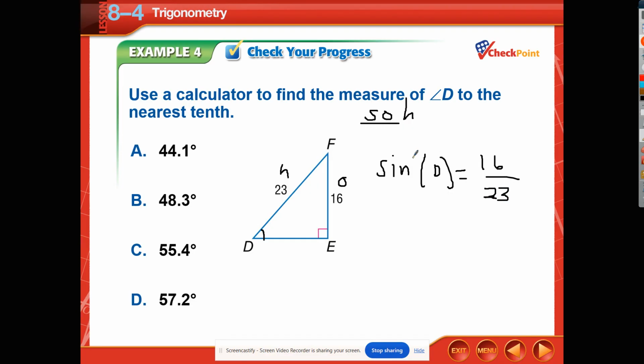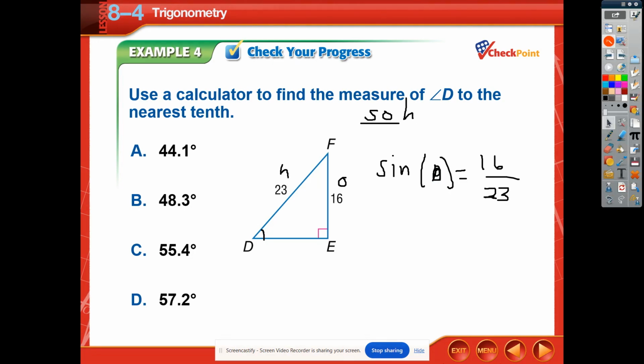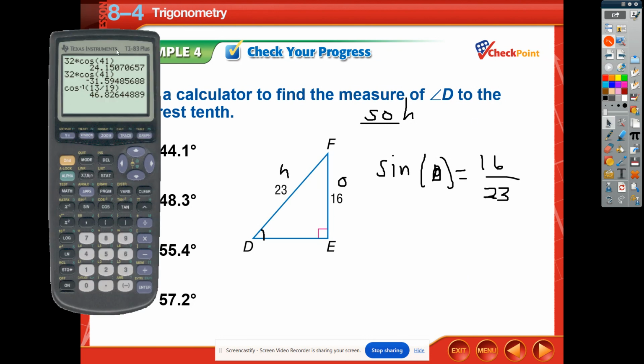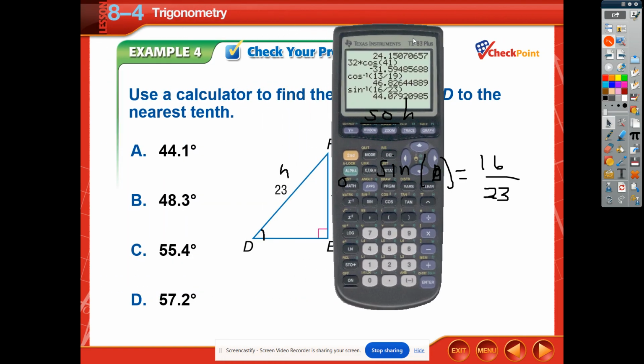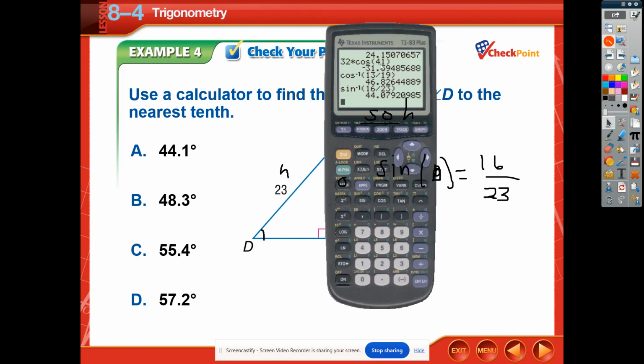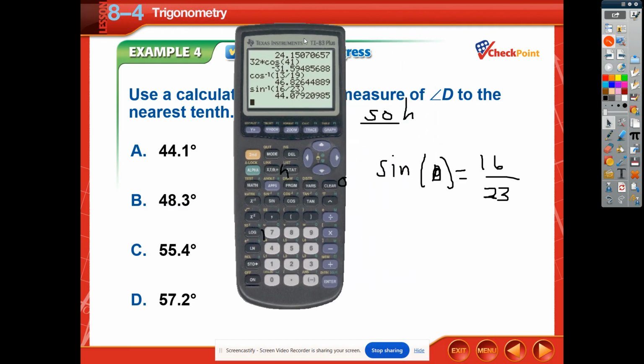And if I'm solving for D, I just have to do my inverse trig ratio to both sides. So I'm going to do the inverse sine of both sides. And so my answer is going to be the inverse sine of 16 over 23. So inverse sine of 16 over 23, close parenthesis, hit enter, and we get 44.07, which would round to 44.1. So it looks like A is going to be our correct answer there.